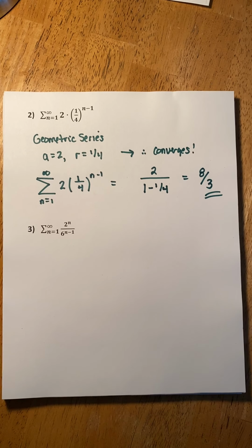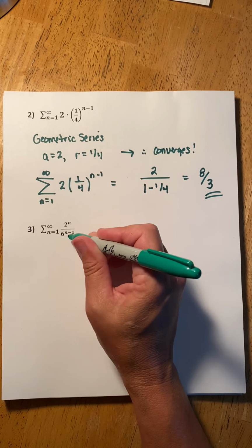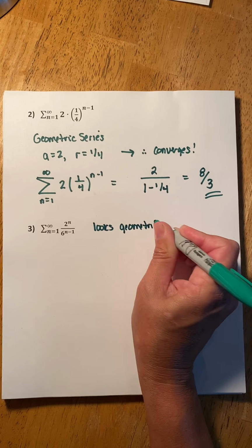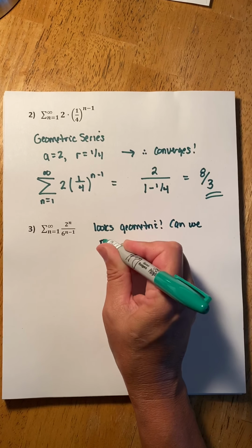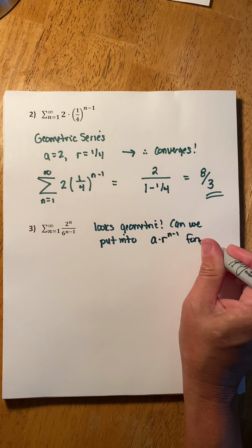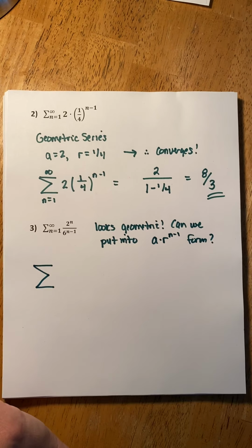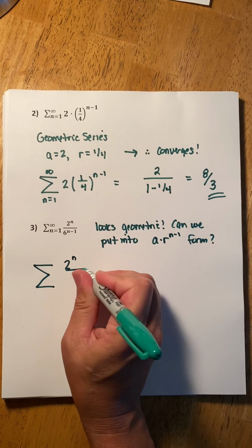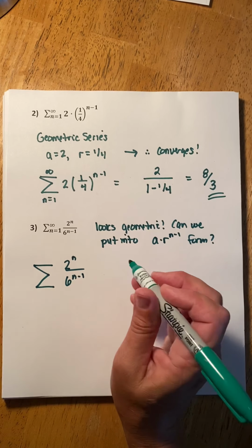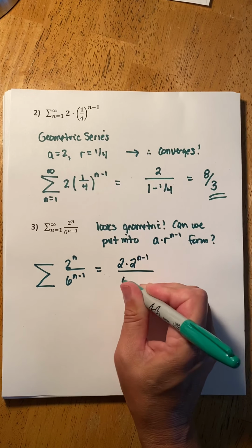All right, so the next one's a little bit trickier. Can we get this? It looks geometric, right? We see the n, we see n minus 1, we see a fraction. Looks geometric. Can we put it into a times r to the n minus 1 form? All right, well, let's write this out. The 2 is the problem, right? So we have 2 to the n over 6 to the n minus 1. We already have the n minus 1 here, so the 2 is the problem. Now, if you want to reduce the power by 1 on n, just take a factor of 2 out. So this is just 2 times 2 to the n minus 1, all over 6 to the n minus 1.